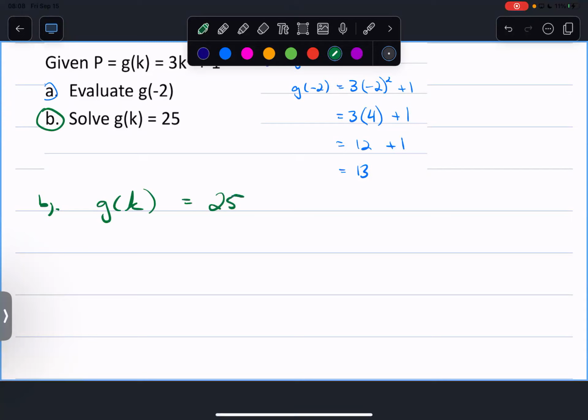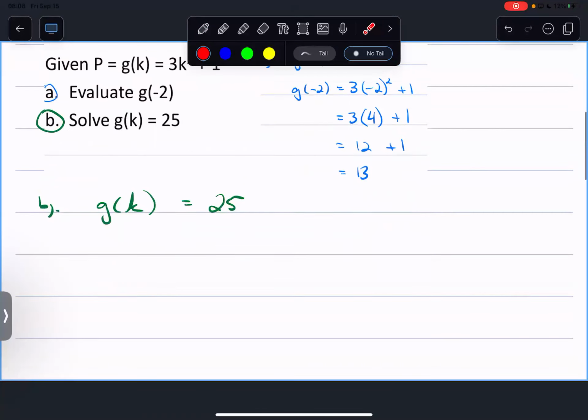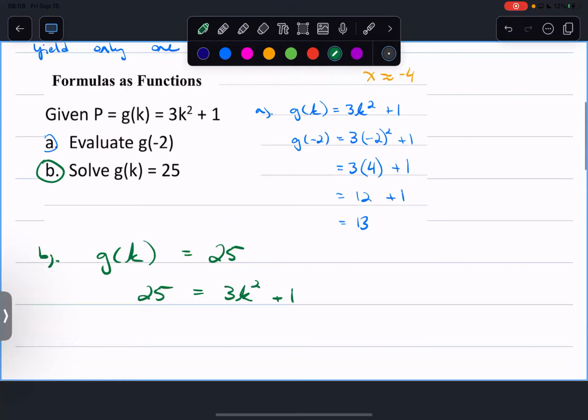So we're told that g of k is 25. And if we want to solve this thing, then what am I going to do? I'm going to replace g of k with what the actual function does. And I'm going to do a little switcheroo, because I like to be working on the right-hand side of the equal sign. So I'm going to say 25 is equal to 3k squared plus 1, I think. Yeah.